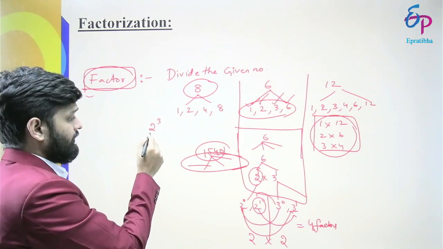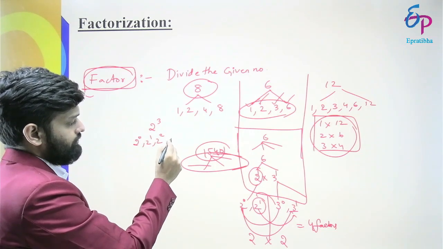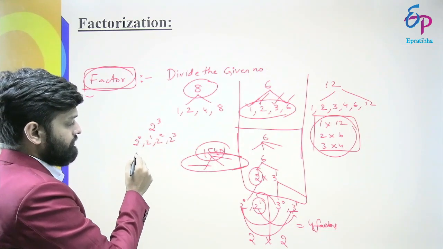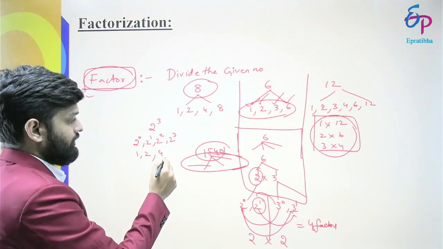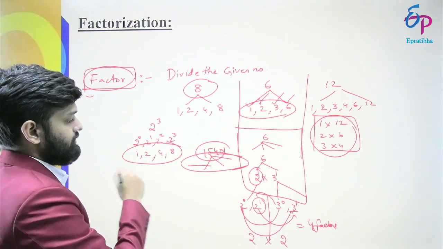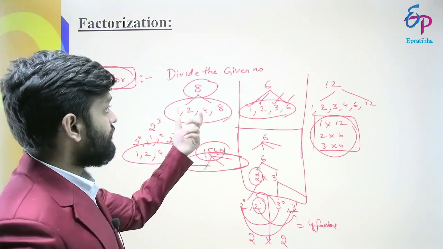2 power 3 can be written as 2 power 0, and there are some numbers hiding there, right? 2 square and 2 cube. 2 power 0 is 1. 2 power 1 is 2. 2 square is 4 and 2 cube is 8. So these are the 4 numbers, these are the 4 factors. This is how the factors got created for 8.